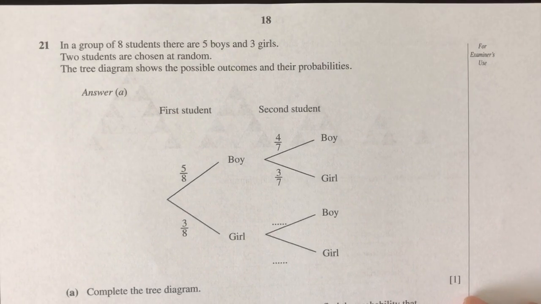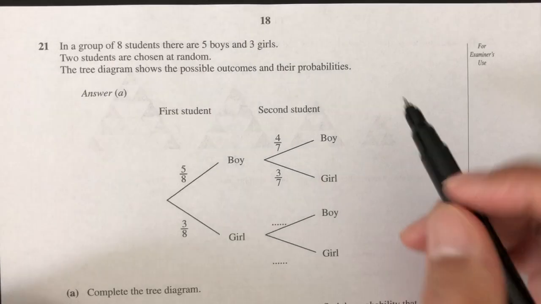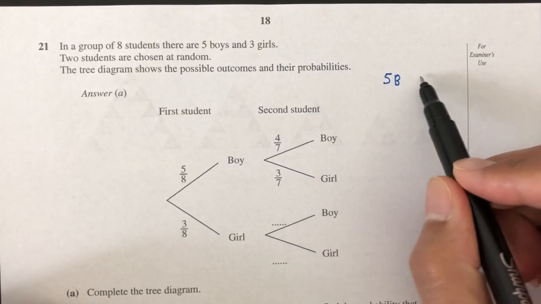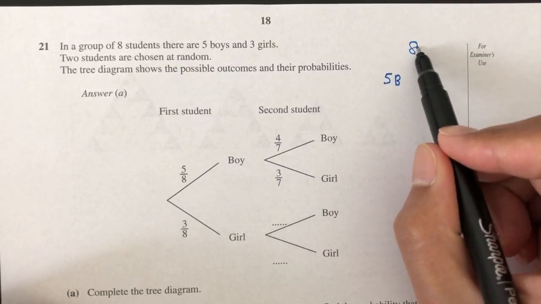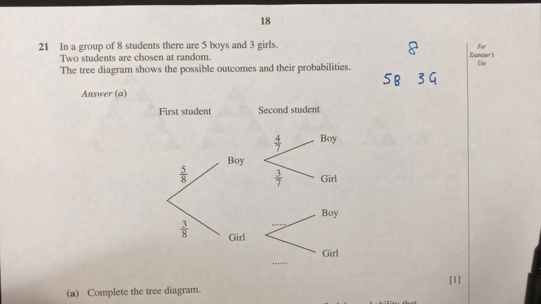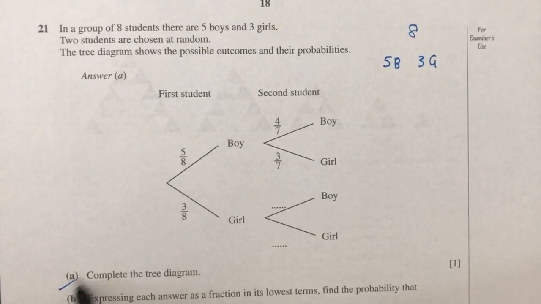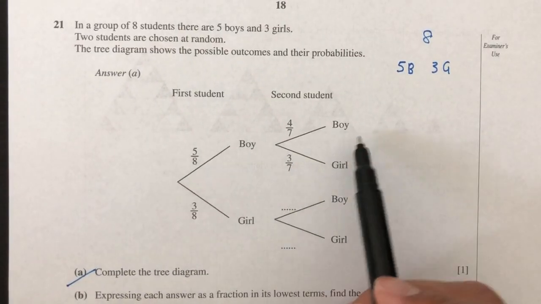Question number 21. In a group of 8 students, there are 5 boys and 3 girls. We choose 2 students at random and we have a tree diagram. Part A, complete the tree diagram. The boy branch is complete, now for the girl.